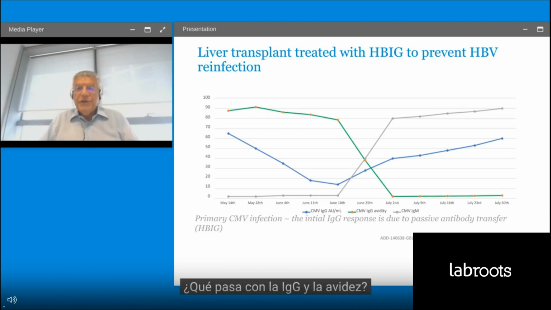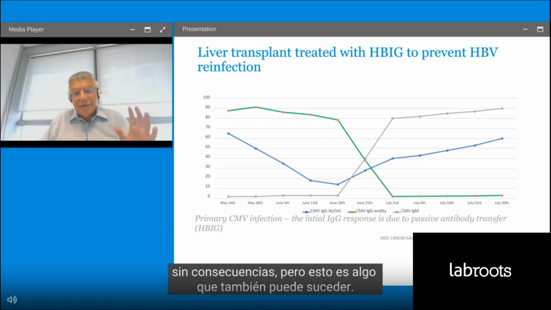What about the IgG and the avidity? That's simple. In the preparation of hyperimmune globulins that were administered to prevent HBV reinfection, there were also CMV IgG antibodies. You remember that CMV is very common, so basically almost every adult will have also CMV IgG. So those are passive antibodies, and this is the active antibody response to the primary infection. Quite unfortunate. Of course, treatment was started immediately in that case, no consequences, but this is also something that may happen.